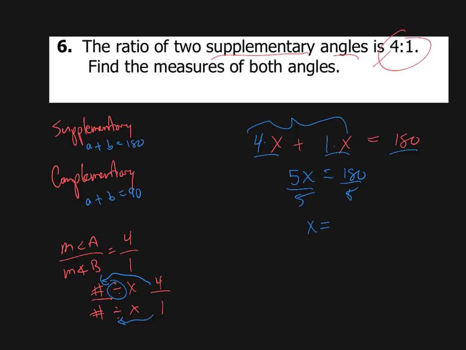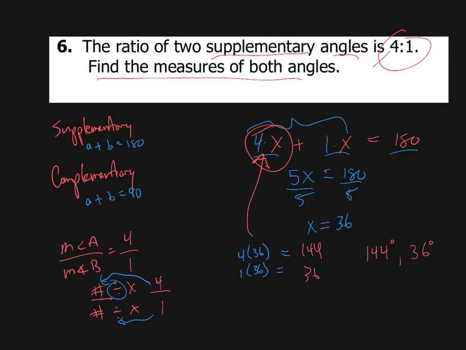Divide by 5, divide by 5. And I'm going to get x is equal to 36. Now what happens? 4 times 36 is the measure of one angle. 1 times 36 is the measure of the other angle. And again, where did I get that stuff from? This came from right here. So 4 times 36 gets me 144. And 1 times 36 gets me 36. So my angles are 144 degrees and 36 degrees.